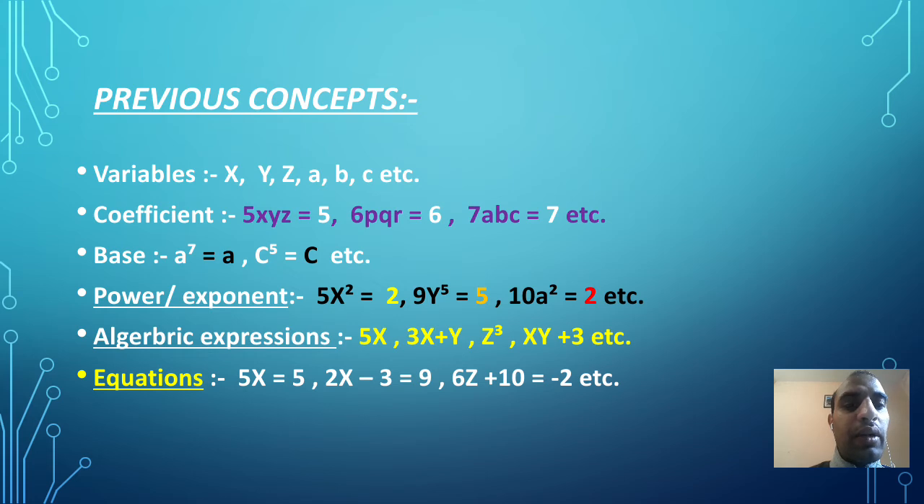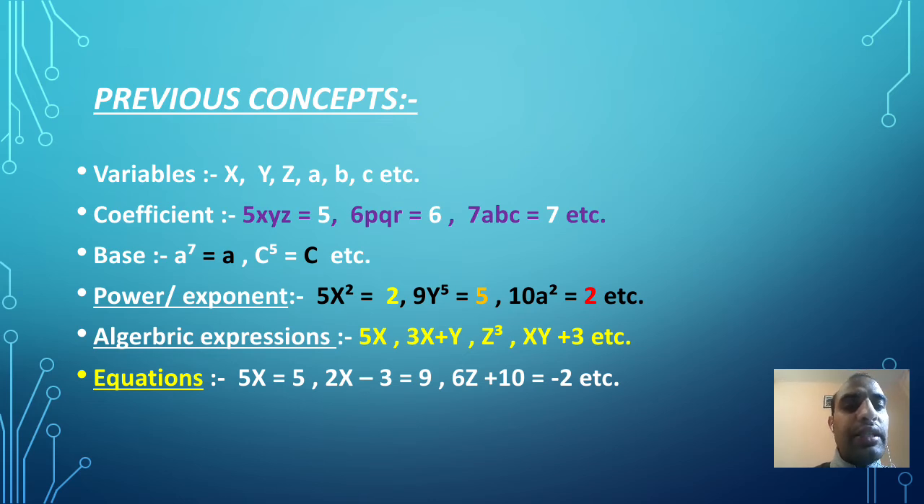Power means the power of a variable or constant number. You can see here 5x raised to power 2. So this 2 is the power of x, and this represents x taken 2 times. But it is not a power of 5. You can see 9y raised to power 5. That means y is taken 5 times. That means the power of this second term is 5. And next, 10a raised to power 2. In this case we have 2 in the power.